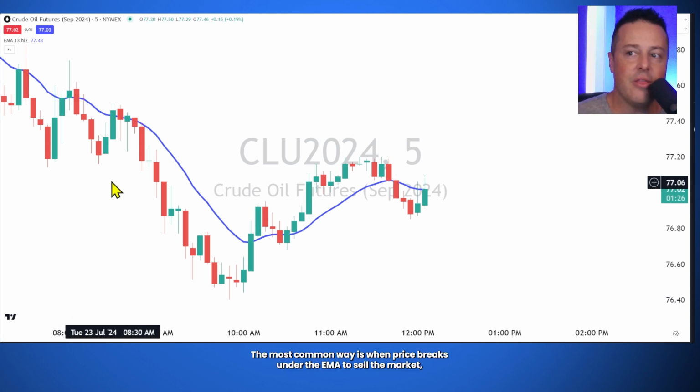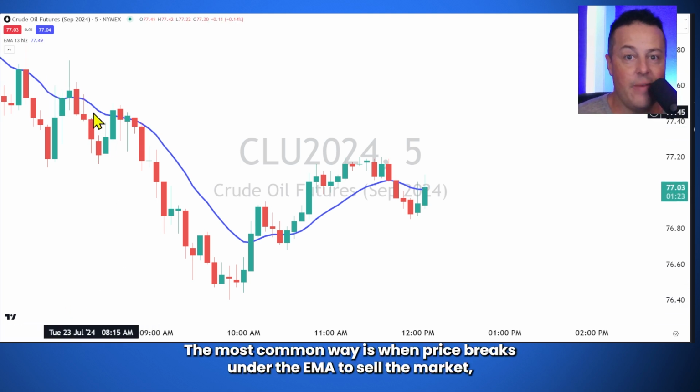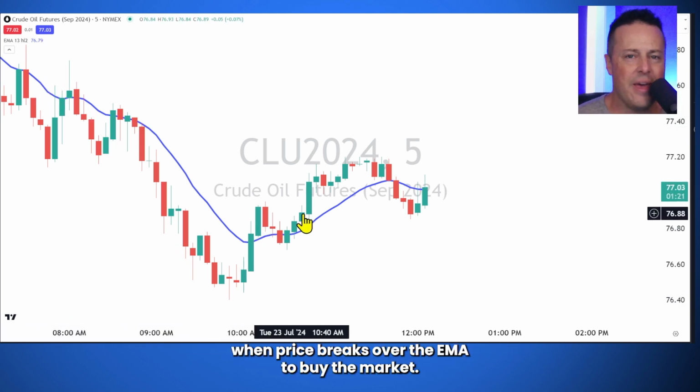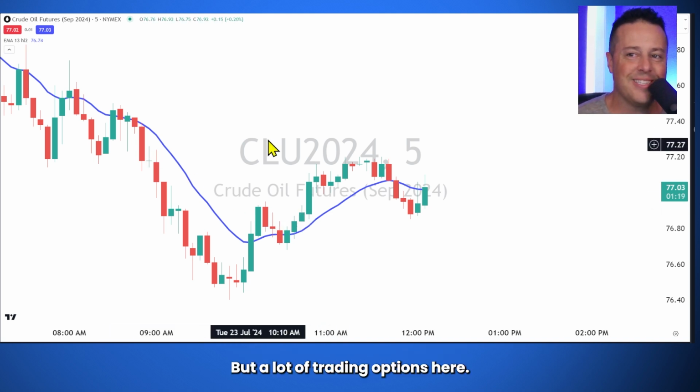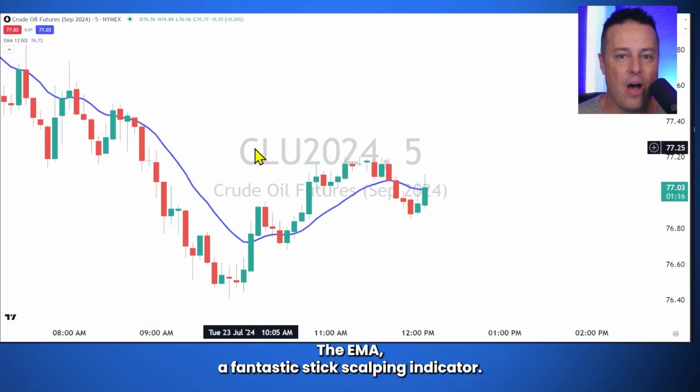Many ways to trade it. The most common way is when price breaks under the EMA to sell the market, when price breaks over the EMA to buy the market, but a lot of trading options here. The EMA, a fantastic scalping indicator.